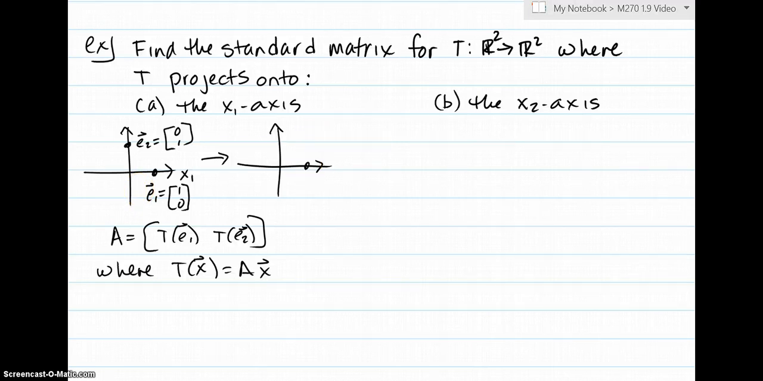So E1, we're going to leave where it is, 1, 0. But we're going to take E2 and project it onto the x-axis, so E2 is going to become 0, 0. So our matrix A is going to be T of E1 and T of E2.